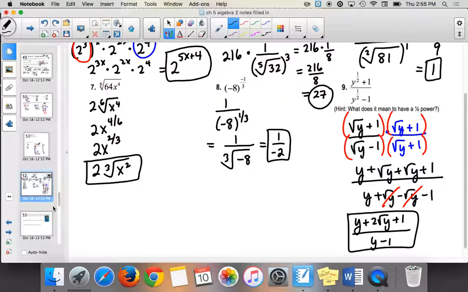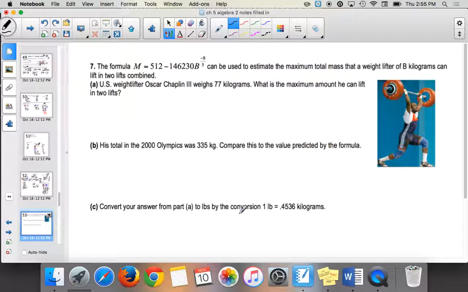All right, and the last one we have deals with plugging things into the calculator. So this is about Oscar Chaplin III. Do you guys know who he is? No? Okay. So it says the formula M equals 512 minus 146,230 B to the negative 8/5 can be used to estimate the maximum total mass that a weightlifter of B kilograms can lift in two lifts combined.